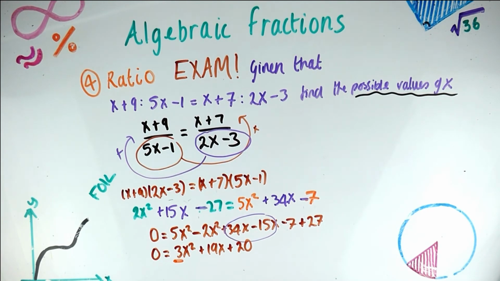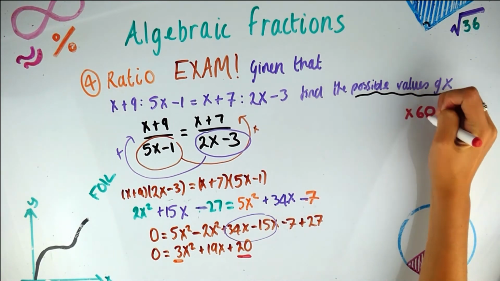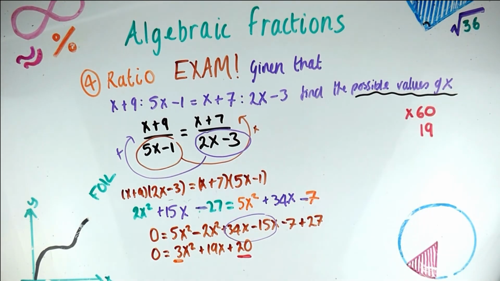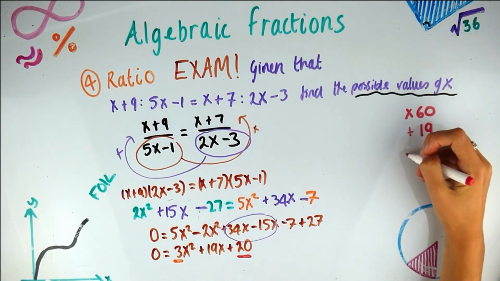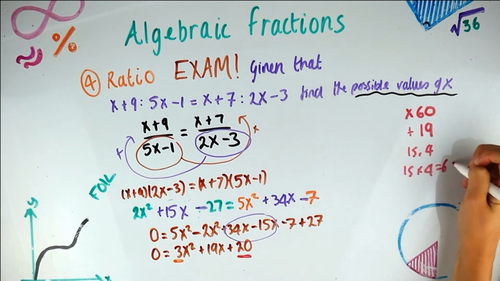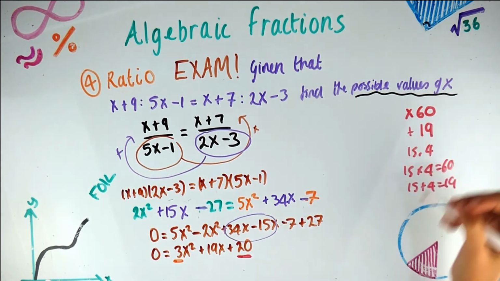So the way we do that is, we look for numbers that multiply to give a times c. So 3 times 20 is 60. So we want numbers that multiply to give 60, and numbers that add to give 19. And let's see, what are we going to take? I reckon 15 and 4, so if we did 15 and 4, so 15 multiplied by 4 gives me 60, which is what I want, and 15 plus 4 gives me 19, again that is what I want.